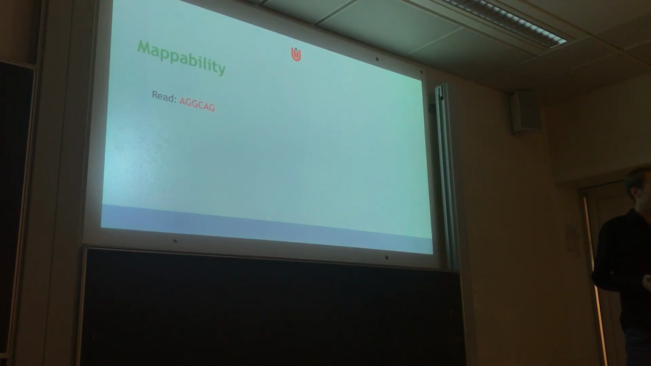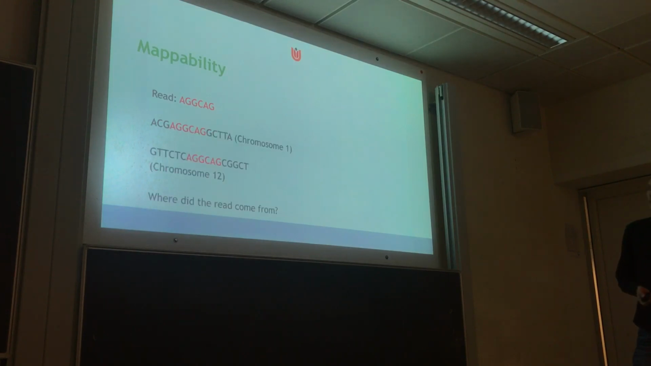The other one is mappability. So let's say you have a read, and you try to map it to the genome. But as it's a short read, there could be a homolog or some other repetitive region that goes into two places. So you have this part in chromosome 1 where it aligns, and this one in chromosome 12. Now, where did it come from? There's just no way to tell. So how do you deal with this?